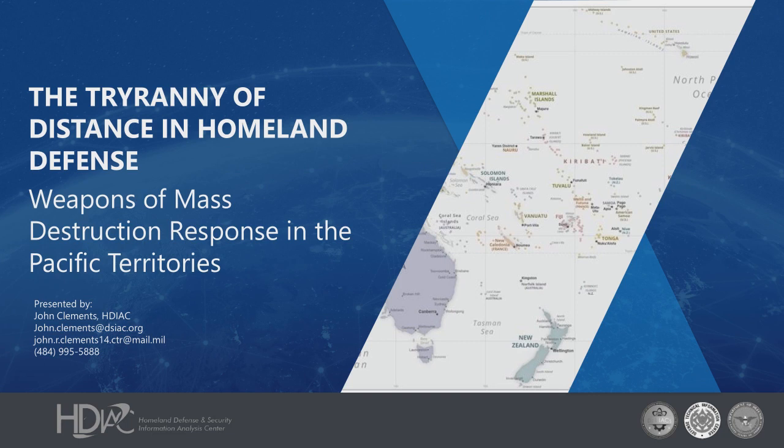HDIAC, for those who aren't aware, is the Homeland Defense and Security Information Analysis Center. The IACs are a DoD entity. We're a government-owned, contractor-operated type organization, organizationally under DTIC, the Defense Technical Information Center. We are designed to support the DoD research and engineering community by conducting information research on a variety of technical topics. For HDIAC, that would be the technical topics within the Homeland Defense and Security domain. Within our organization, we've got technical folks on staff who can help you find information on any of these technical topics within the Homeland Defense and Security domain.